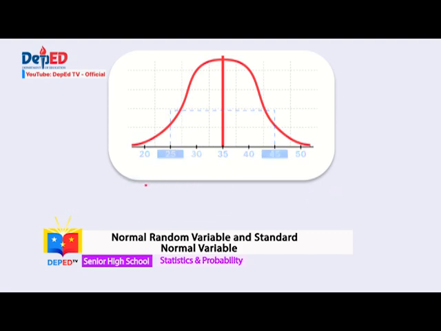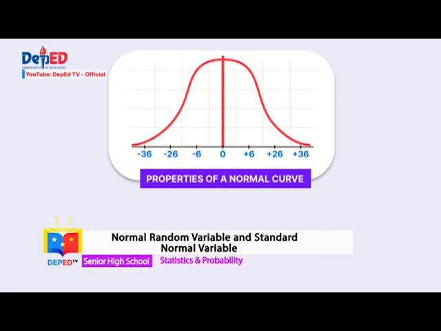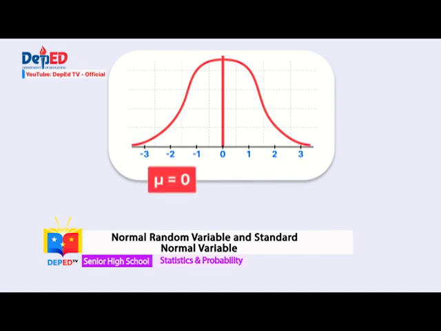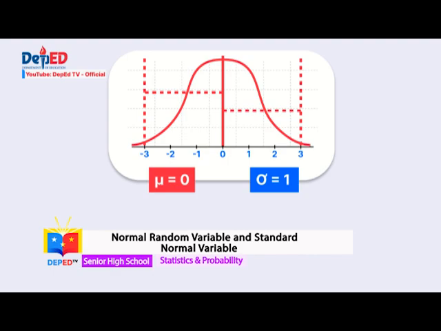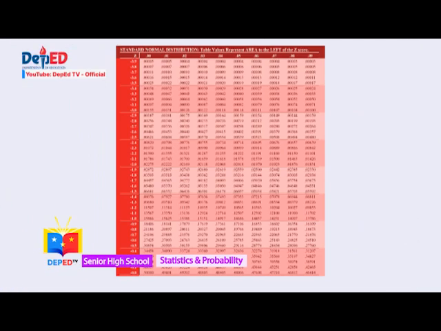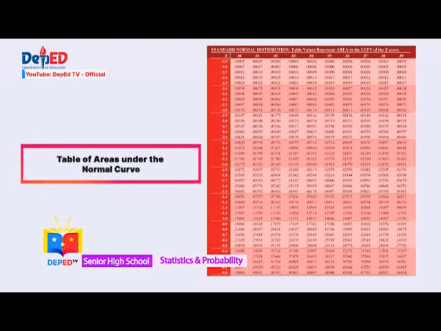Let us remember that one of the properties of a normal curve is that the total area under the curve is equal to 1. The standard normal distribution is defined as a normally distributed random variable having a mean of 0 and a standard deviation of 1. 50% of the region under the curve is below the mean and the other 50% is above the mean. We can easily identify the area of the regions under the normal curve by using the table of areas under the normal curve, which is also known as the z-table.